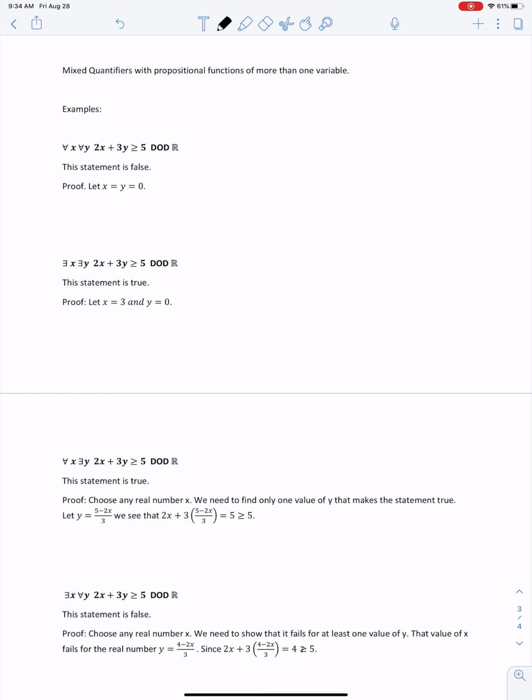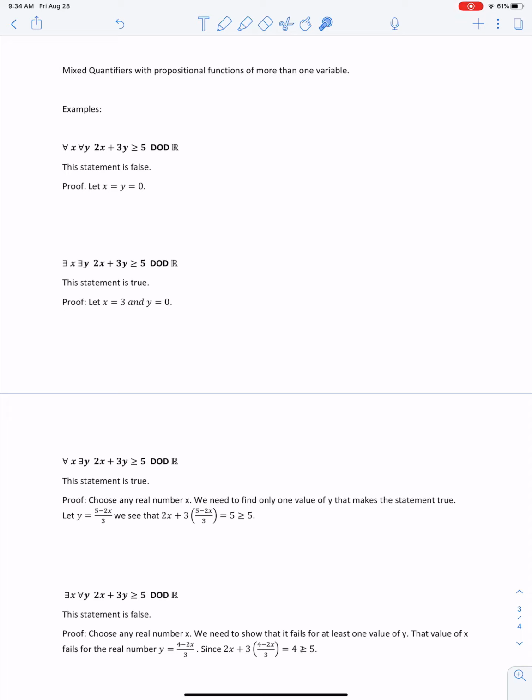Finally, I want to talk about mixed quantifiers. That's when we have a propositional function of more than one variable. Here's an example of a propositional function of more than one variable. It says 2x plus 3y is greater than or equal to 5. So I've got a variable x and a variable y.